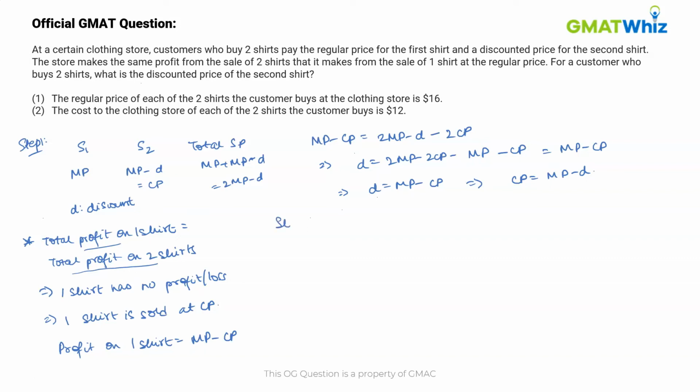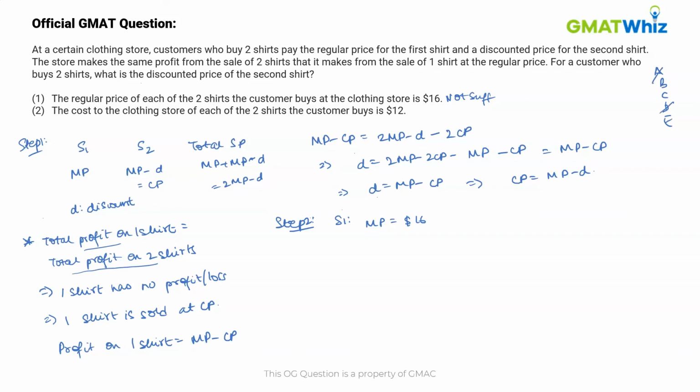Now let's move on to step 2 and analyze statement 1. From statement 1, we are given that the regular price of each of the two shirts the customer buys at the clothing store is $16. This means that the mark price is $16. Now we don't know anything about the discount which is given on the second shirt, so it is not possible to calculate the value of CP. Hence statement 1 is not sufficient, and out of the given options we eliminate options A and D.